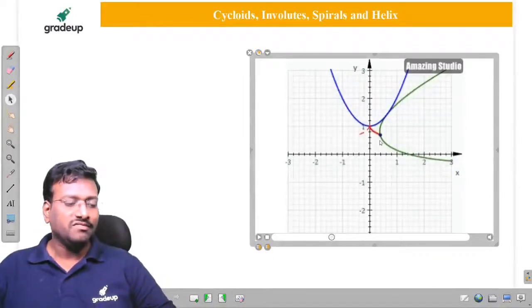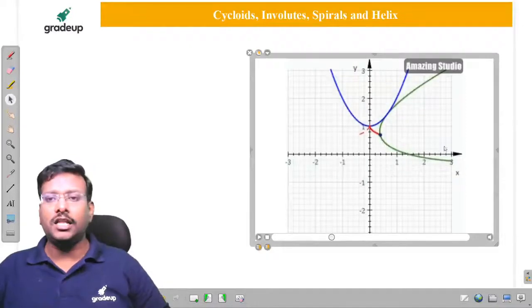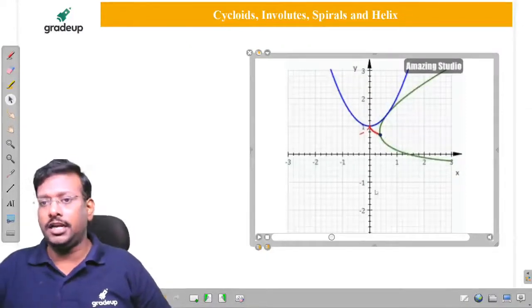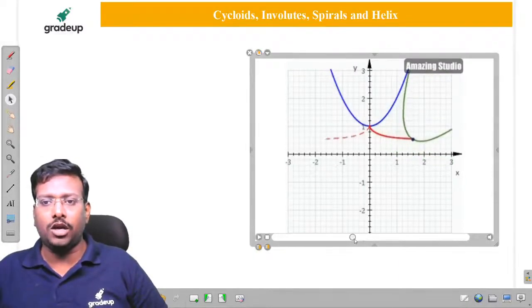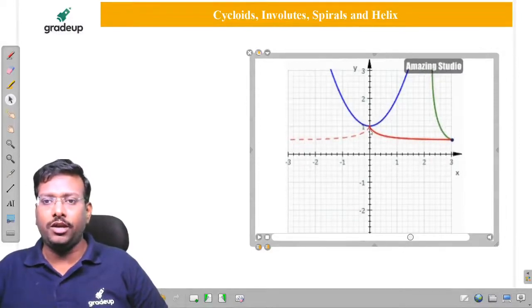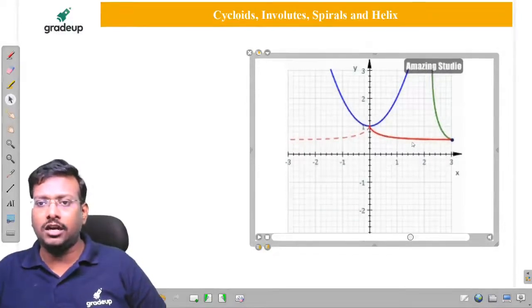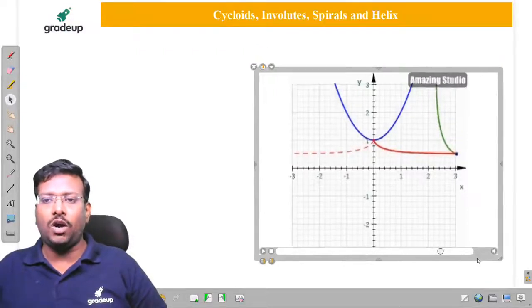Now whenever the green curve is moving, here I am considering the black color to be a point on the green curve. Whenever the green curve rolls on the blue curve, we are getting a path like this. This is the red color curve line. What is the red color one called?